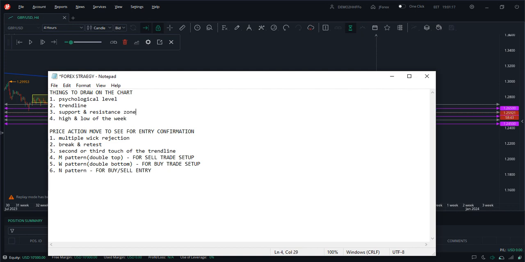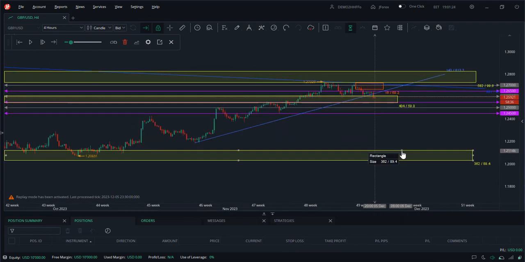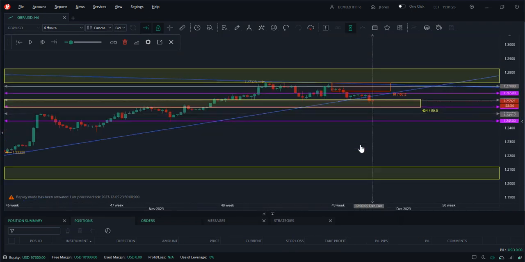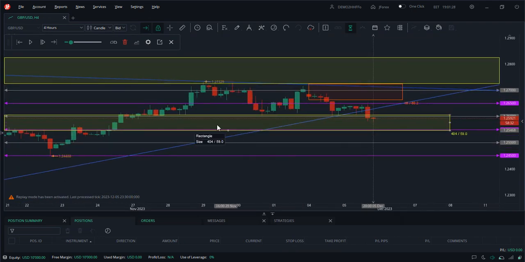All right, this is it. Let's move on to the chart. Now, this is the current chart. This is what the chart is saying. The price came up here, came to this zone, rejected, and came down.